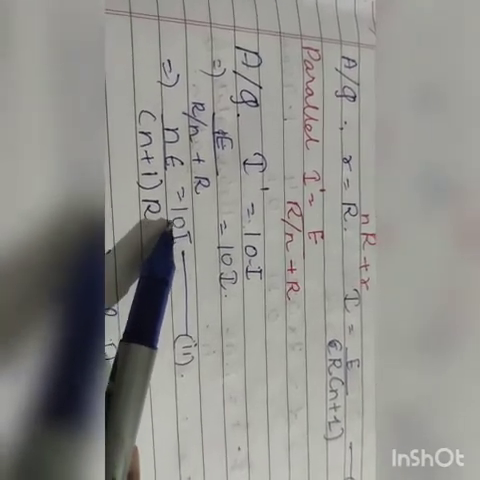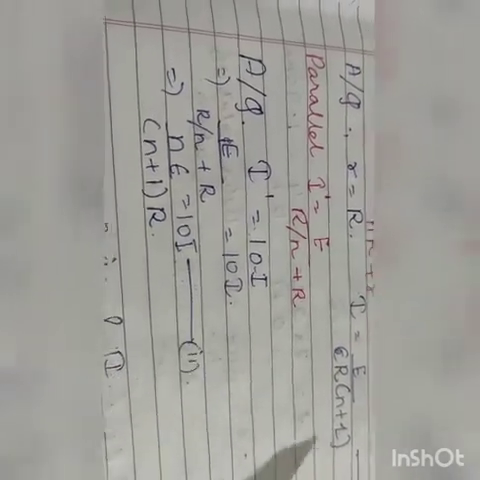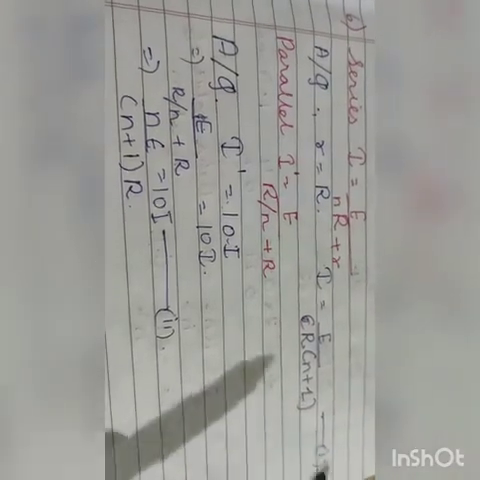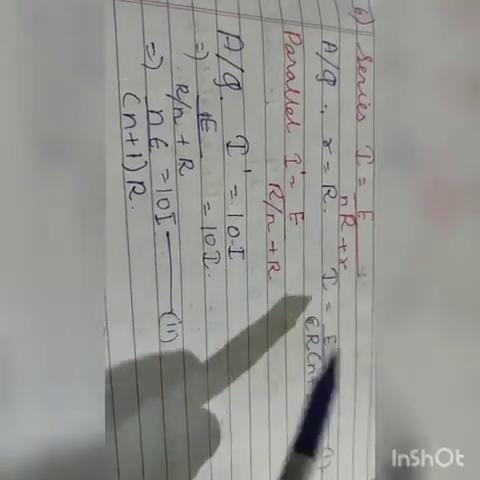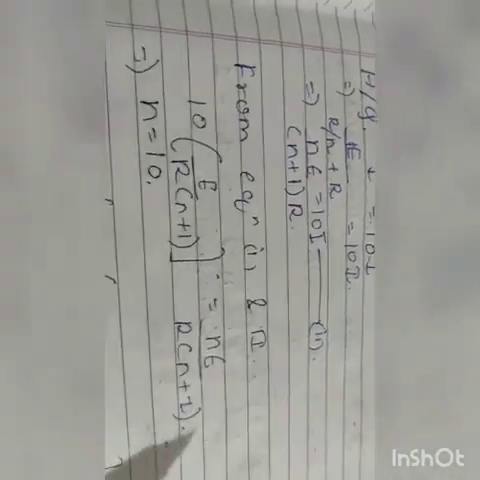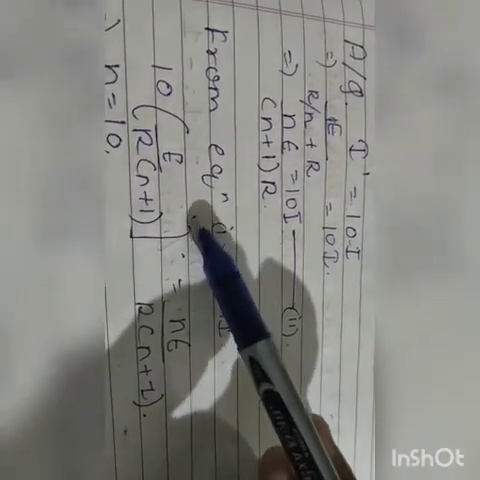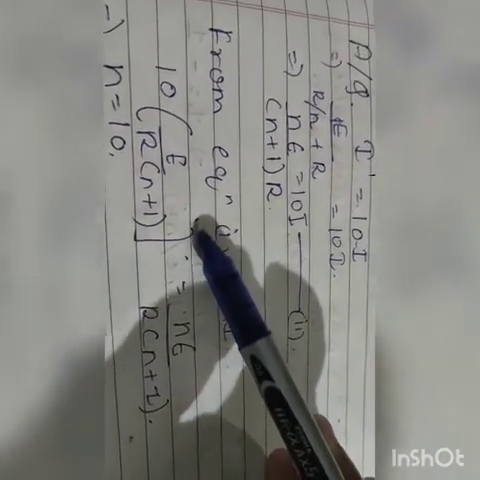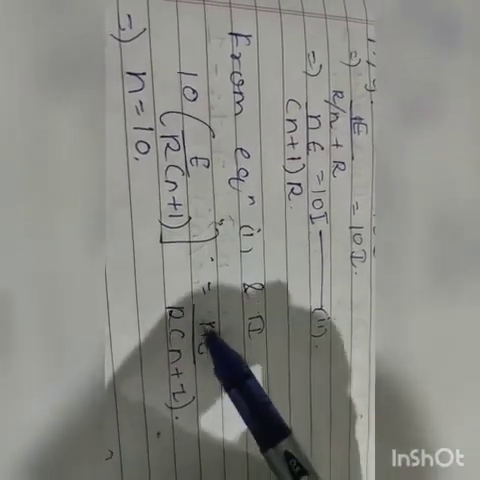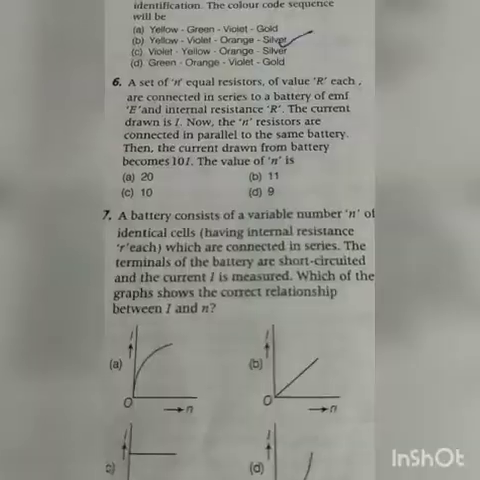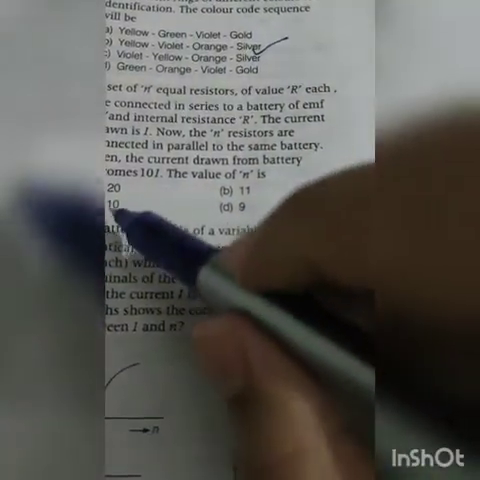So now it's 10I, equation 2. This was our equation 1 and this was our equation 2. This was for parallel and this was for series. Now from equations 1 and 2 we will just combine them. After solving, we get the value of n, this is 10. So your correct option of n is 10.